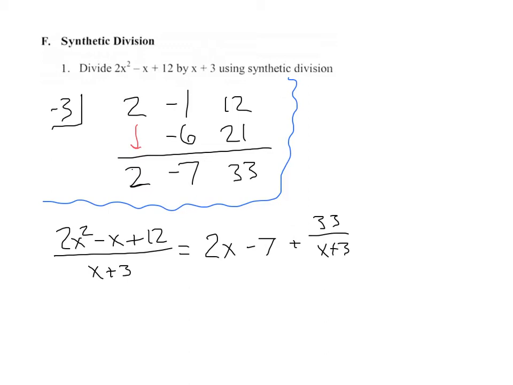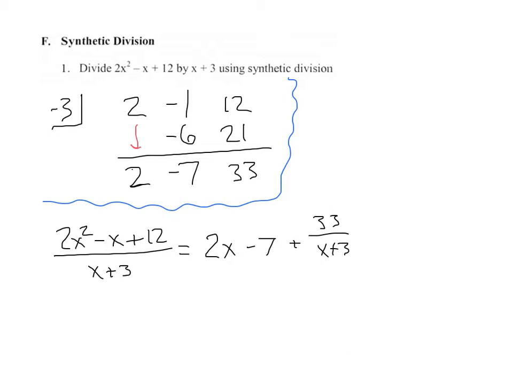Now, if you look really carefully at this, this is the exact same question we had in part C of our notes, where they just said find the remainder. So this is also a verification of the remainder theorem. We do get 33 as our remainder when we go through and do our division. So just a little side note there.